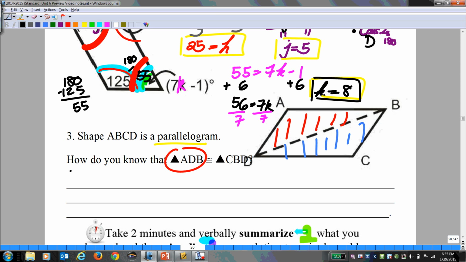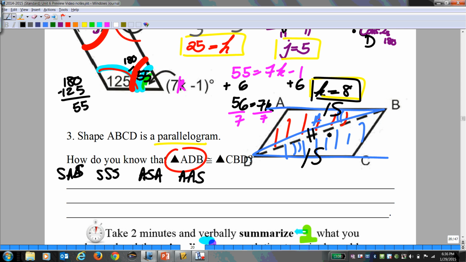Now remember, triangles are congruent by side-angle-side, side-side-side, angle-side-angle, or angle-angle-side. Let me give you something that's really easy to work with here. We know that with armpits of the Z, these are equal. That gives us an angle. We also know that these sides are equal, and this is a reflexive side. So guess what? We could do side-angle-side. But we also know that these sides are equal, which gives us 3 sets of sides. So we could do side-side-side.